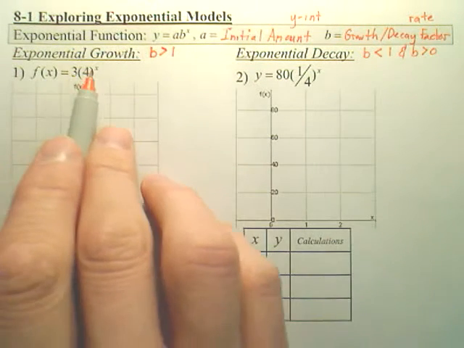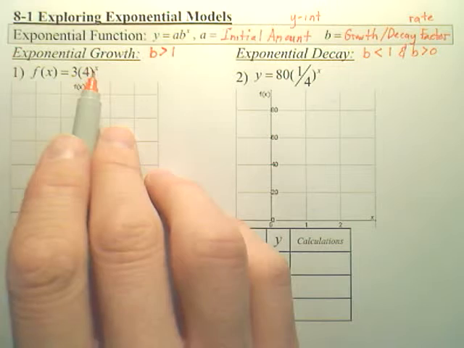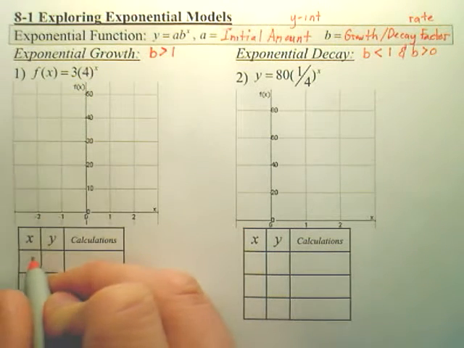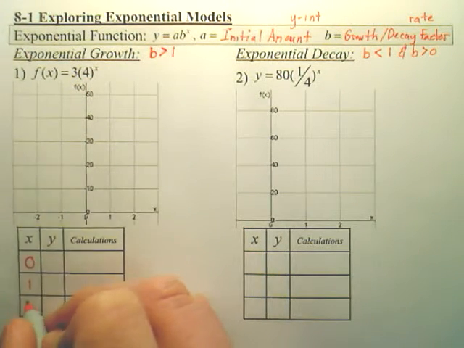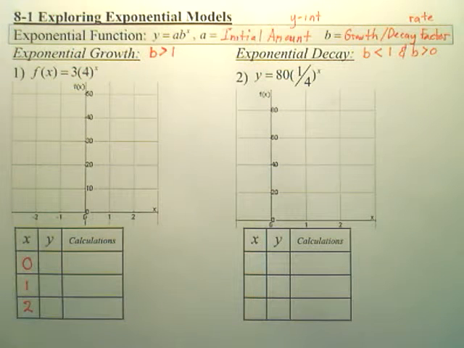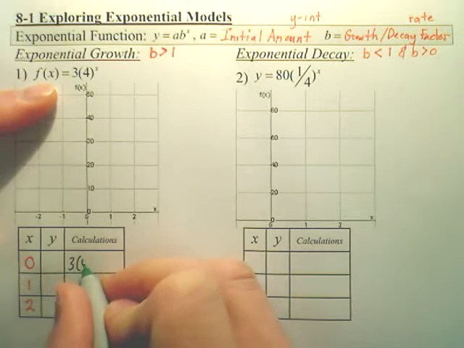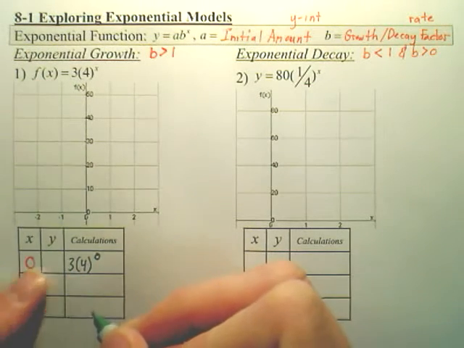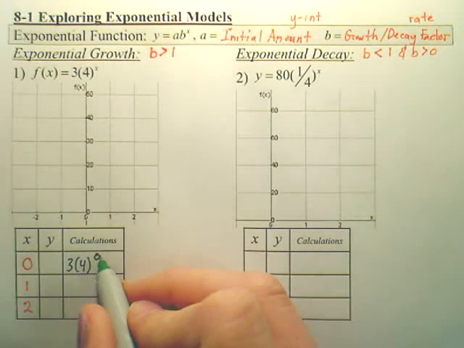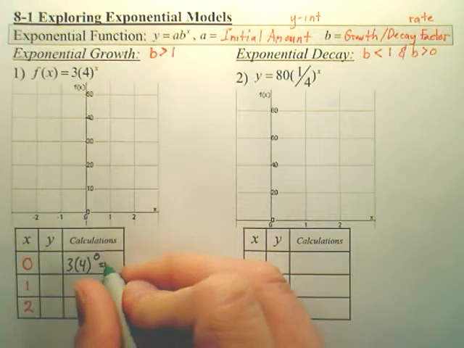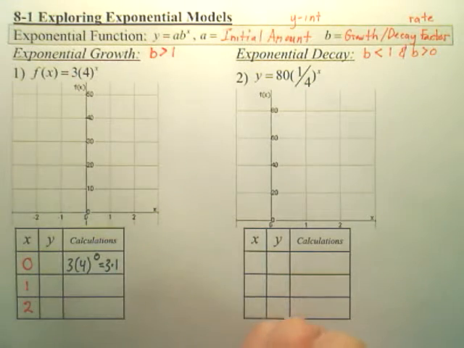Alright, so this is a growth. How do we graph this? We're going to make a table down here. We're going to start with 0, then 1, and then 2. We're going to plug those numbers in, calculate the outputs, and then graph it. So here's our equation. y equals 3 times 4 to the 0 power. X is 0. So what's 4 to the 0 power? Anything to the 0 power is 1. So that's 3 times 1, which is 3.